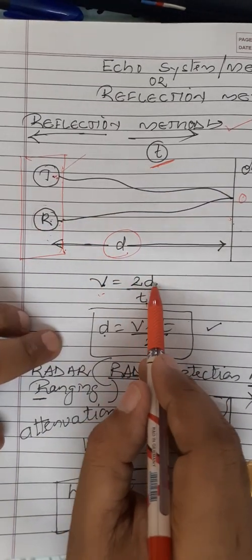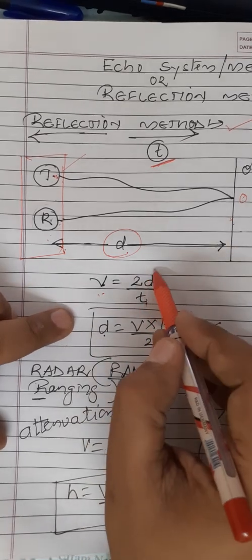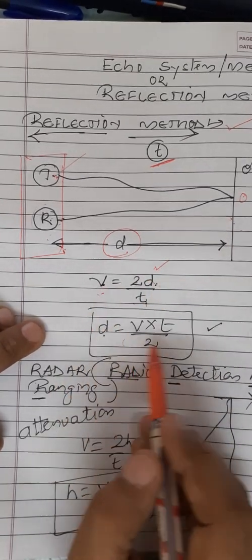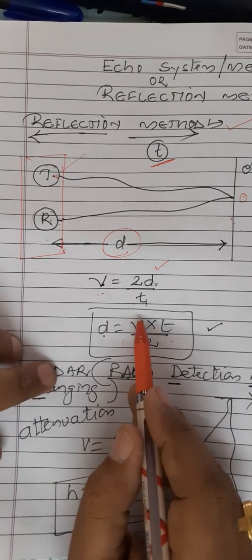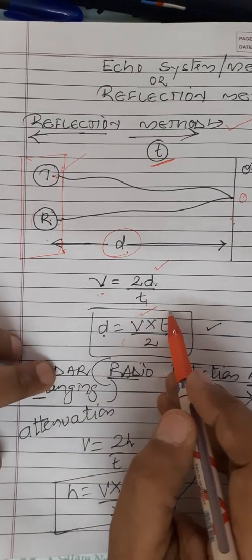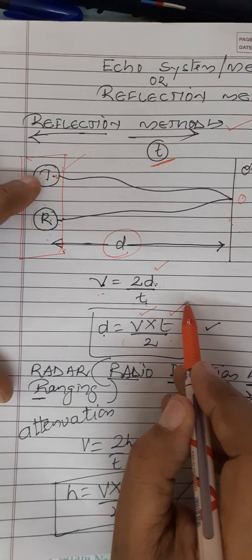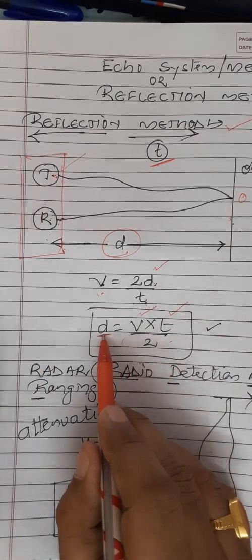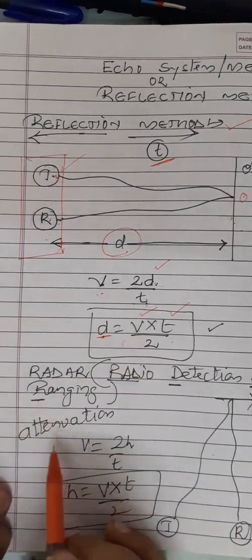So distance will be 2d, time taken is t. We want to find the value of d, that is the distance of the object. So this will be v into t by 2. If the values of velocity of the wave and the time period between the transmitting and receiving of the wave are known, we can find the distance of the object from the transmitter or receiver.